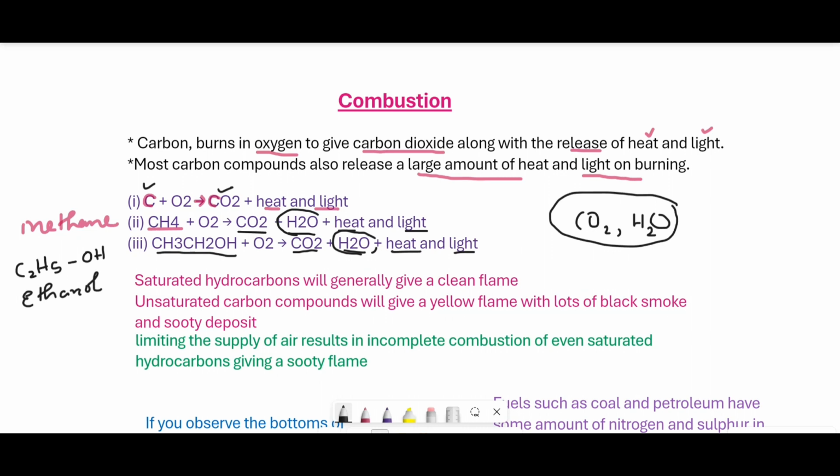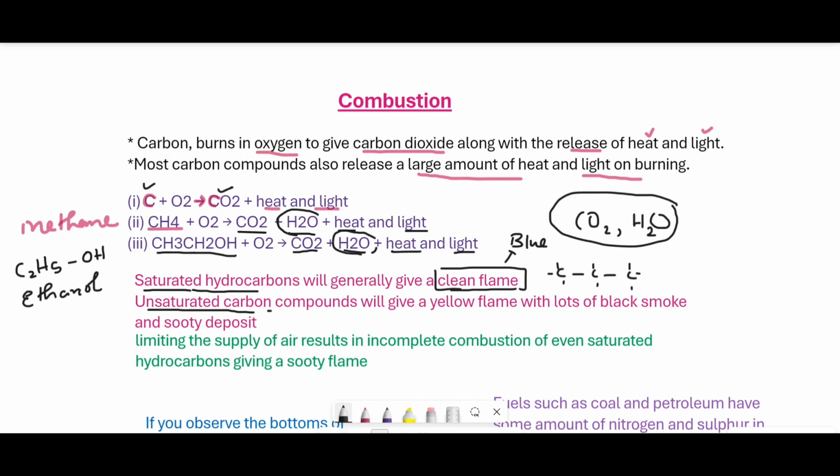Now we have one or two points to note along with this reaction. We already studied about saturated and unsaturated hydrocarbons. Saturated hydrocarbons usually contain single bonds, while unsaturated hydrocarbons contain carbon-carbon double bond or triple bond. So saturated hydrocarbons will generally give a clean flame. So these are saturated carbon compounds. They have only carbon-carbon single bonds. So when the single bonded compounds undergo combustion, the flame is a clean flame, which means it is blue in color.